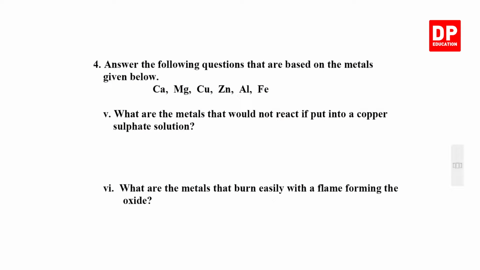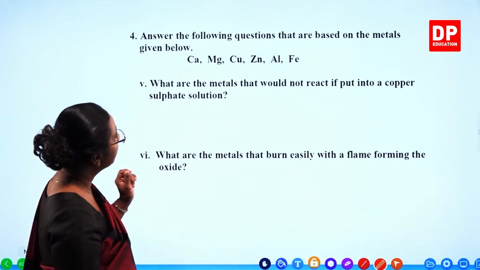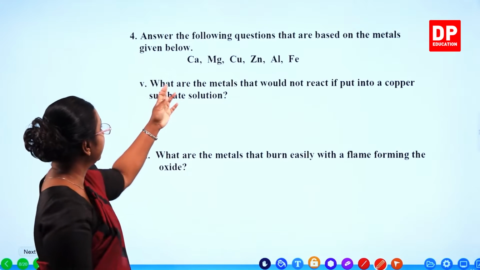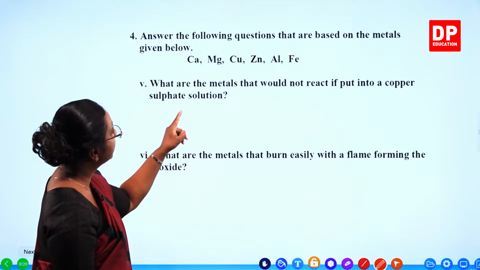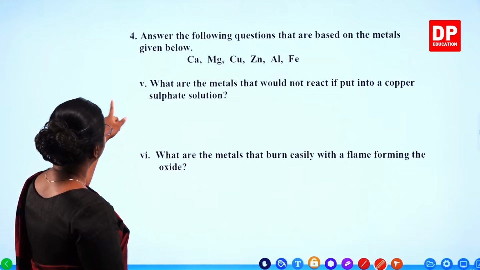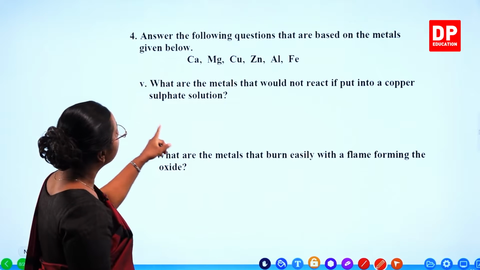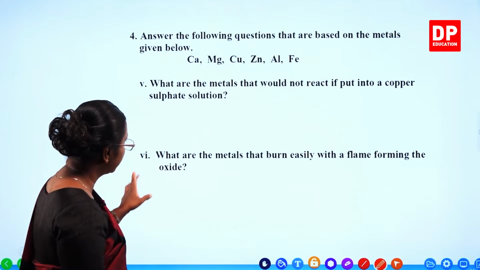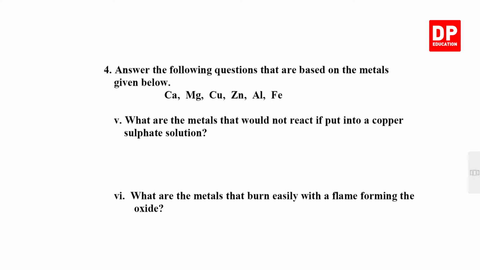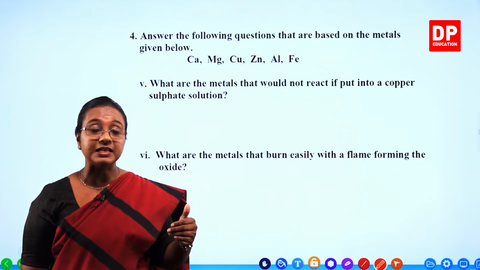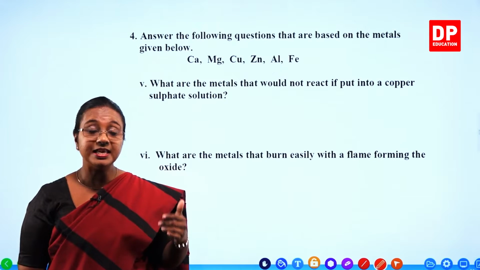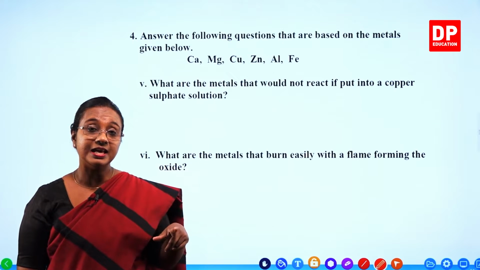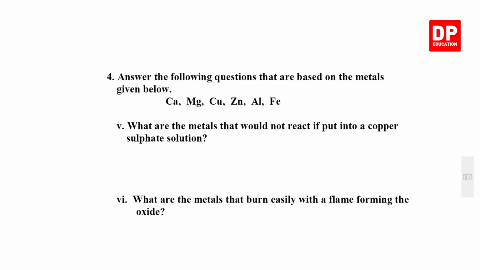The fourth one, answer the following questions that are based on the metals given below. The same thing, calcium, magnesium, copper, zinc, aluminium and iron. So the fifth part of the question, what are the metals that would not react if put into a copper sulfate solution? So here students, if you all can remember the activity series, anyway you are supposed to remember it. It is potassium, sodium, calcium, magnesium, aluminium, zinc, iron, tin, lead, hydrogen.